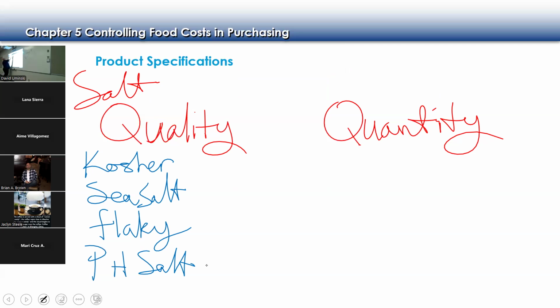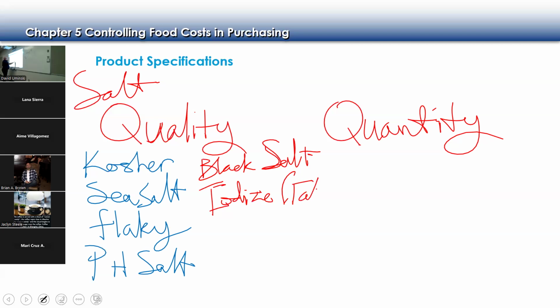Yes, absolutely. Black salt. Okay. Any other types of salt? Iodized. That's often going to be our table salt.